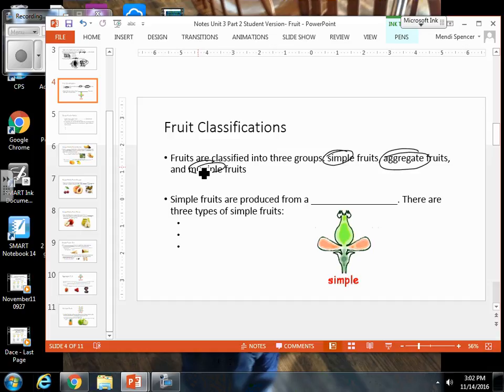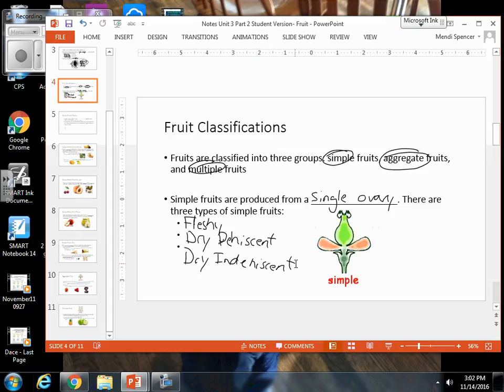Now, simple fruits, they are produced from a single ovary. And there's three types of simple fruits. We have fleshy simple fruits. The second type is called dry dehiscent. Now the third type of simple fruit, it is also dry, but it is called dry indehiscent. We'll talk about what the word indehiscent means in a couple of slides.